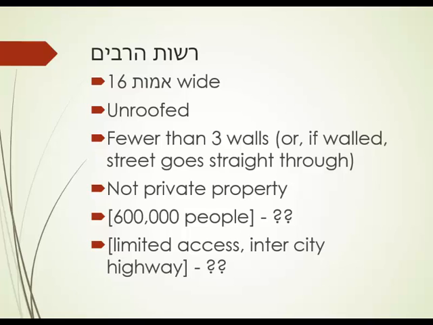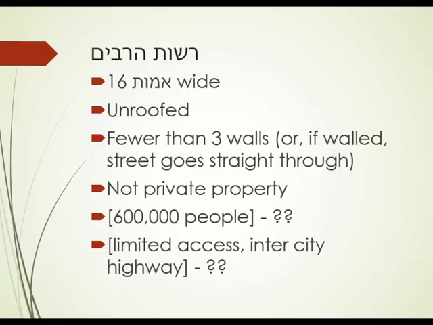Now there are 2 other criteria which I put in brackets because it's debatable whether or not they are real requirements for a Reshut HaRabim. The first is the need for 600,000 people to access that road. Highly debatable. We're going to discuss in class exactly whether that's a requirement, and even if that is a requirement, what exactly it means that 600,000 people access a road.